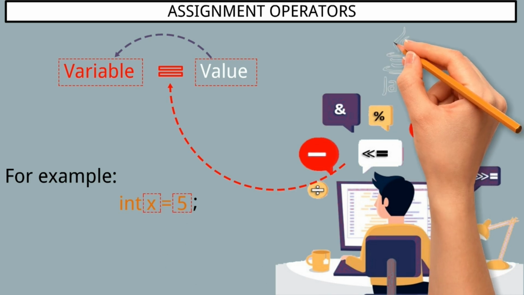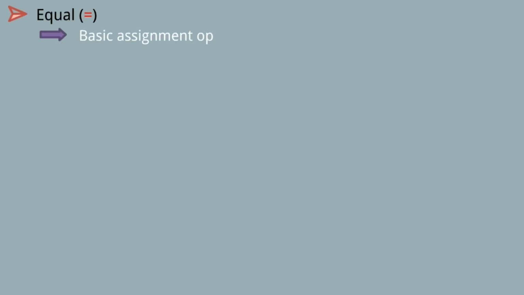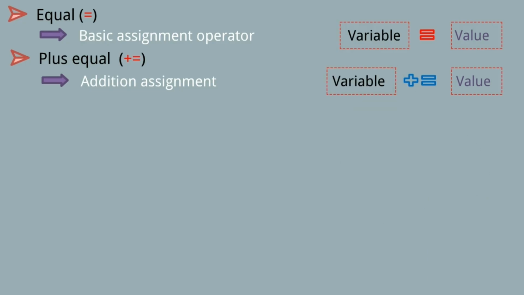In Java, there are common assignment operators like equal, which is the basic assignment operator, which assigns the value on the right side of the operator to the variable on the left side. Then there is plus equal, which is addition assignment, which adds the value on the right side of the operator to the variable on the left side and assigns the result to the variable.